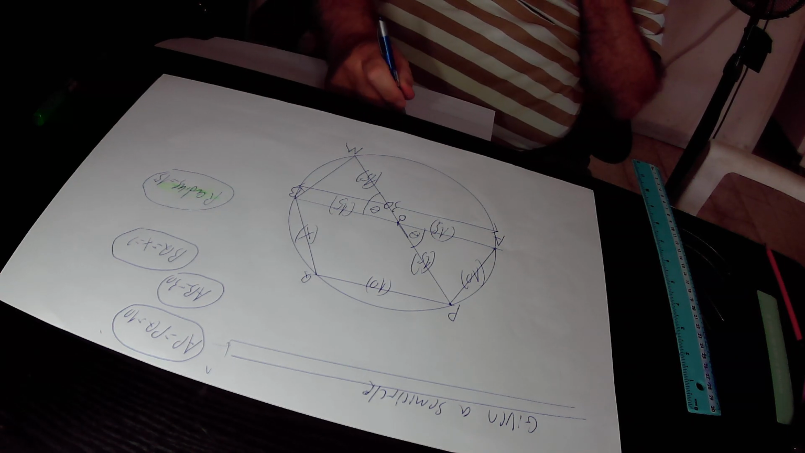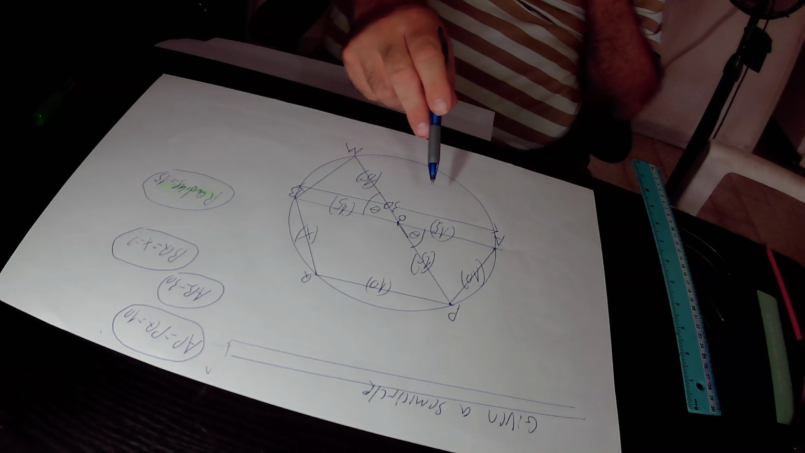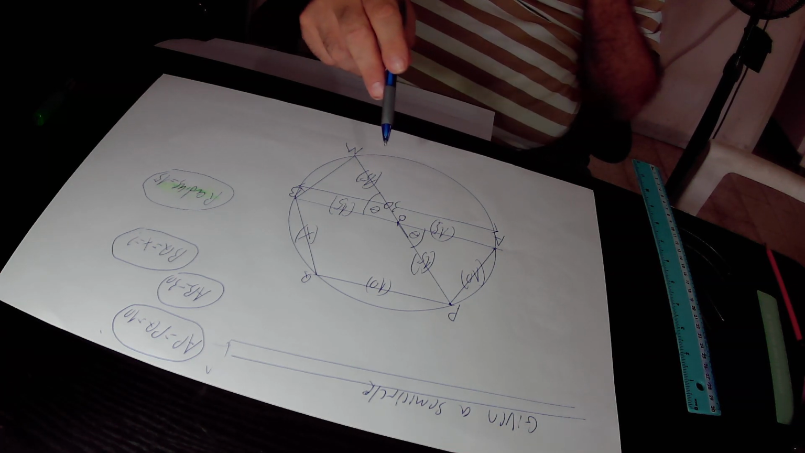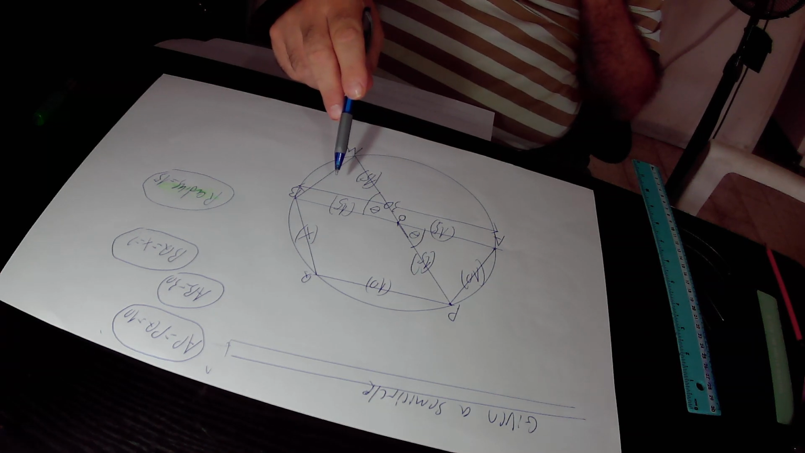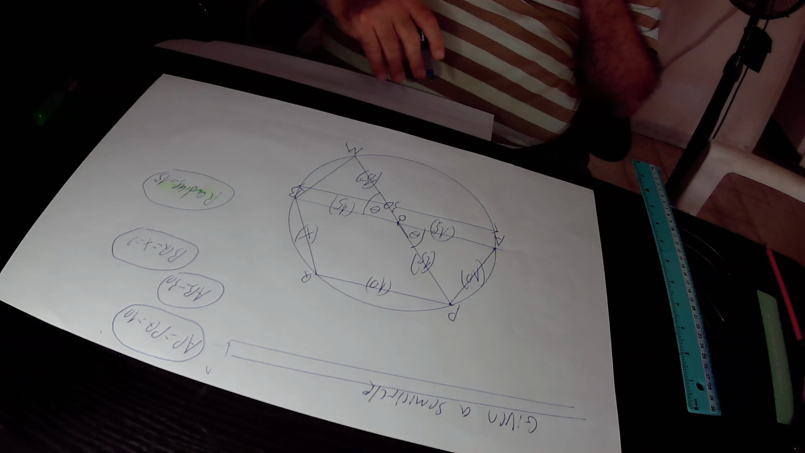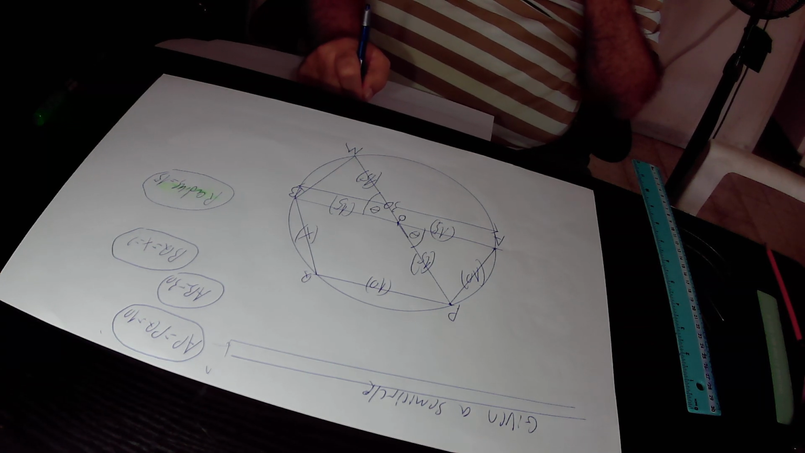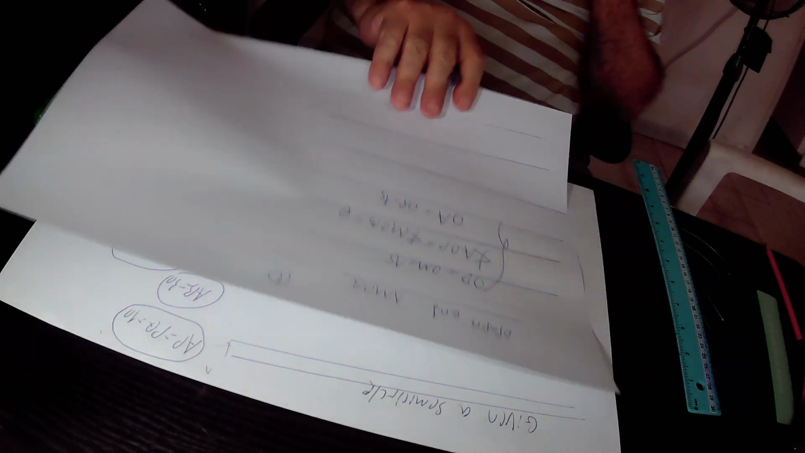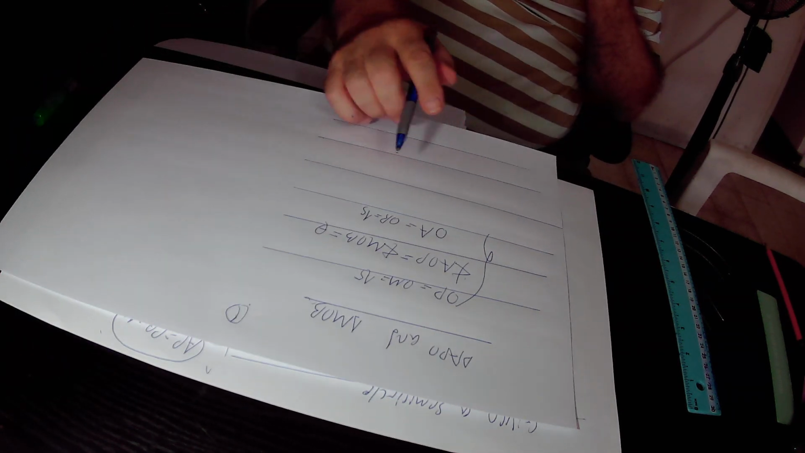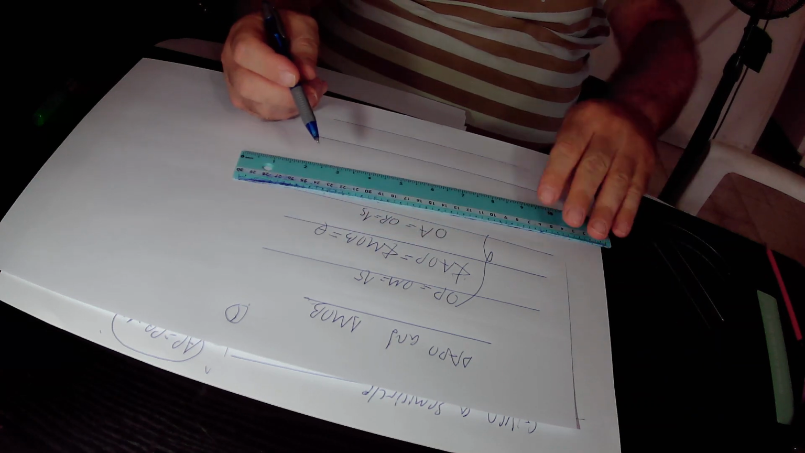And finally, side AO of this triangle APO is equal to side OB of this triangle OMB. They are both the radii of the circle, and therefore they are equal to each other. So I write it down. OA equals OB. And again, side OA of triangle APO is equal to side OB of triangle MOB. They are both the radii of the circle, that is equal to 15. Therefore they are equal to each other.